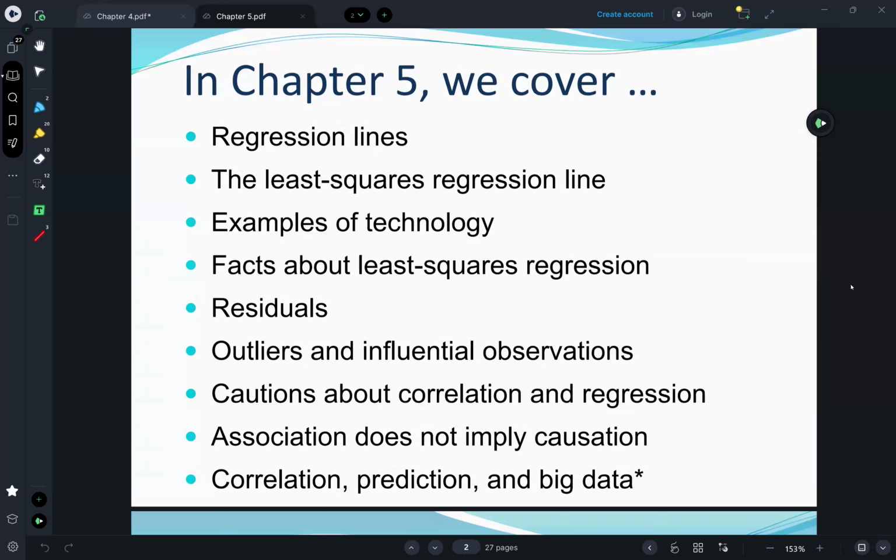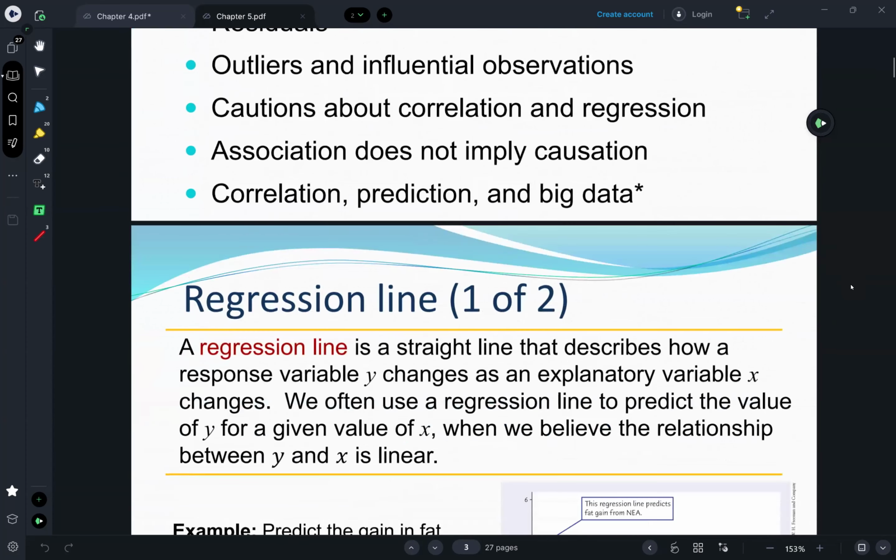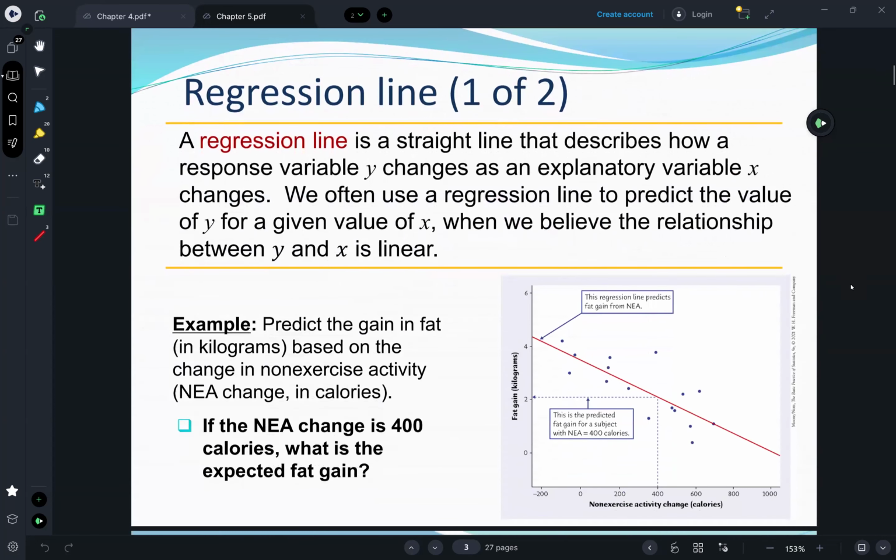Cautions about correlation and regression. And of course, a big thing is just because there's an association, it does not imply causation. Doesn't mean that X is causing Y. So we have to be very careful about that when we do these type of studies. And there's a little section there on correlation prediction and maybe big data. I'm not sure if I cover that, but we'll see if we have time.